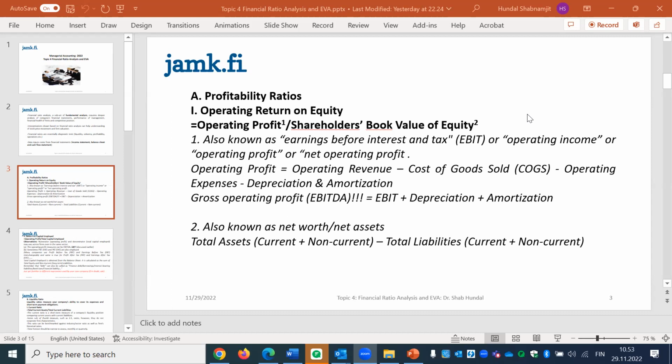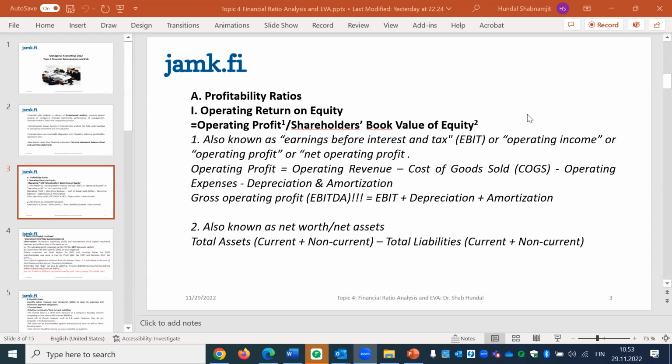And how do you get it? You have the operating revenue, which is equal to the amount of sales you do, less any return. You minus cost of goods sold. The cost of goods sold includes the cost of production plus the cost which you incur to make the goods ready for the consumption from the factory to the retail store and so on and so forth. And then you subtract some other operating expenses, and also you take away the depreciation and amortization.